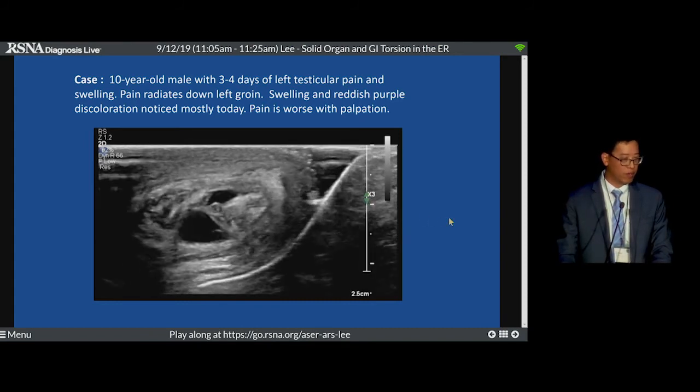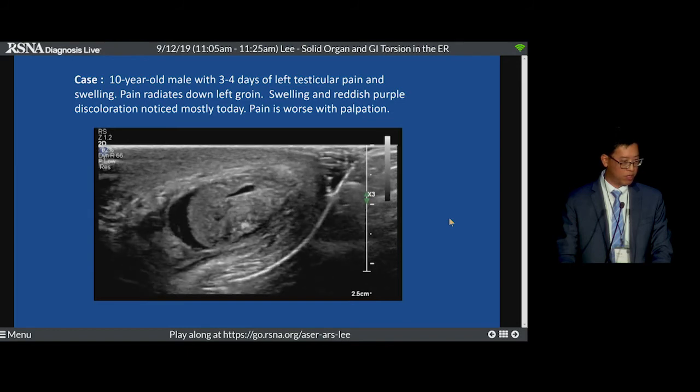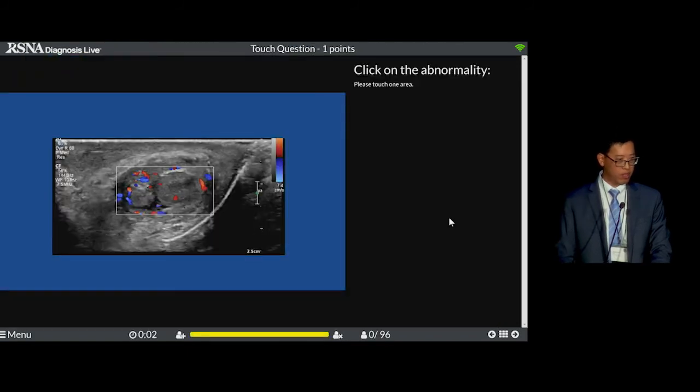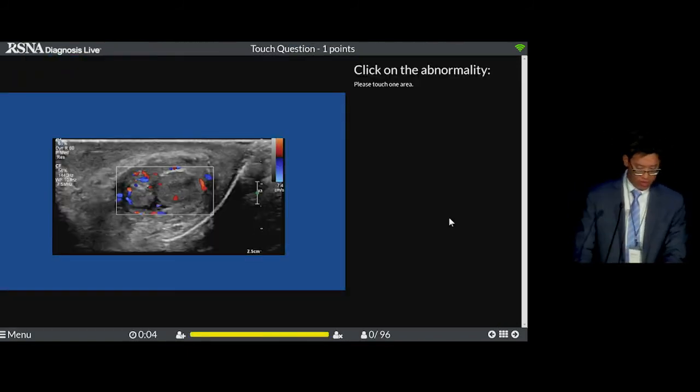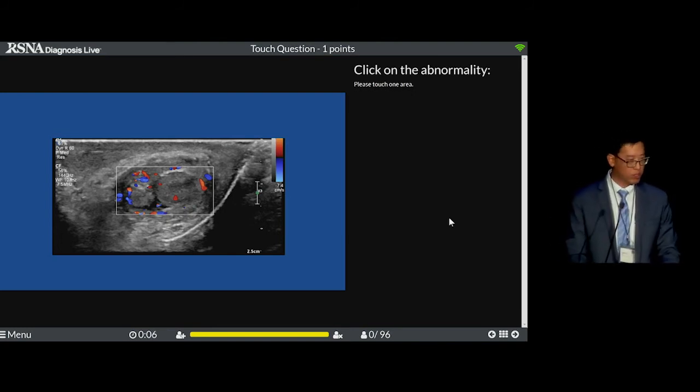Okay, we'll go on to the diagnosis live. This is a 2-part question. This is a touch question, so if you will use your device to touch the area that you think is abnormal.